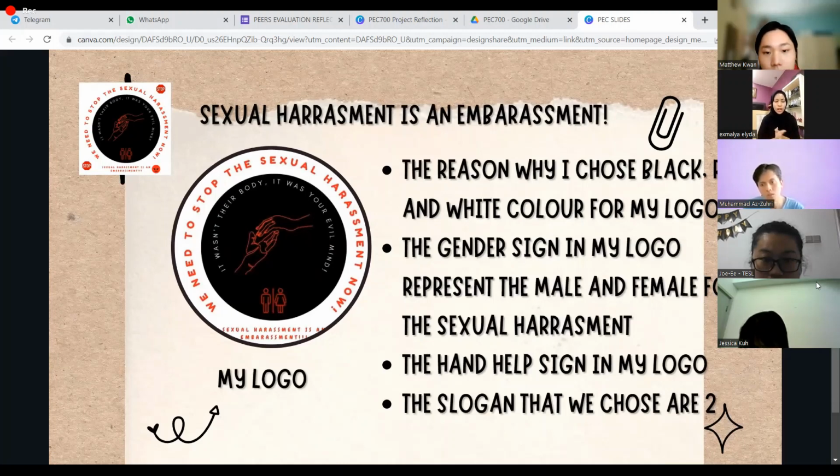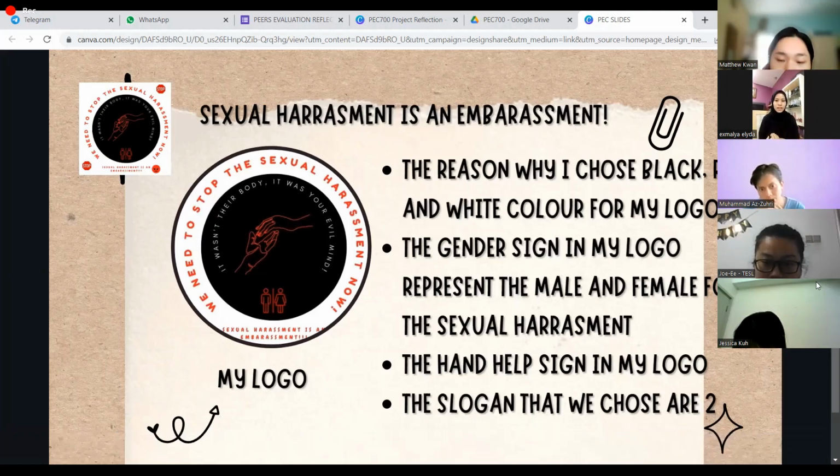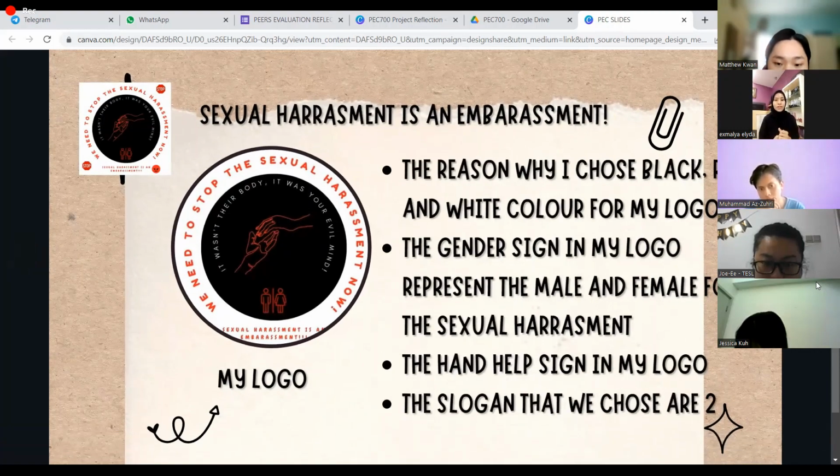So for our logo, the title is sexual harassment, and this is the logo that I created using Canva. There are a few points that I put in the slide. First is the reason why I chose black, red, and white for my logo. I chose black because black is a very deep color, and red is also a very deep color, so it shows that the logo is about a very serious issue, which is sexual harassment.